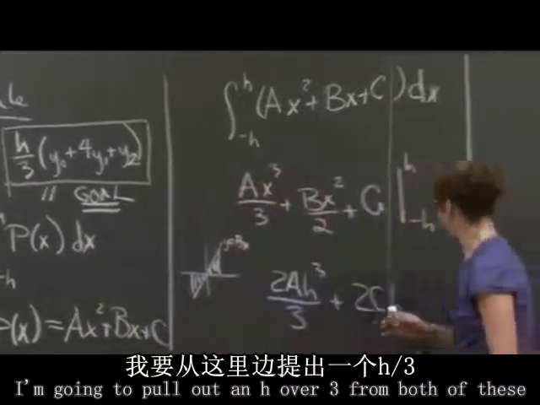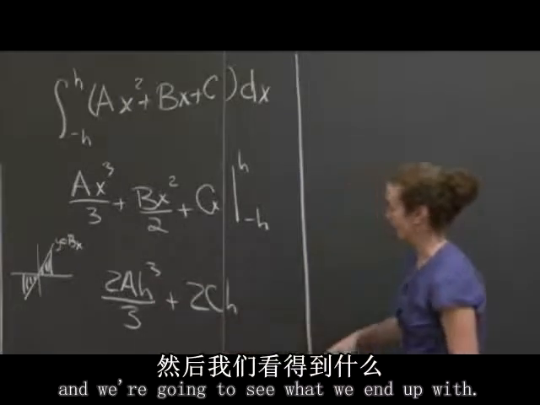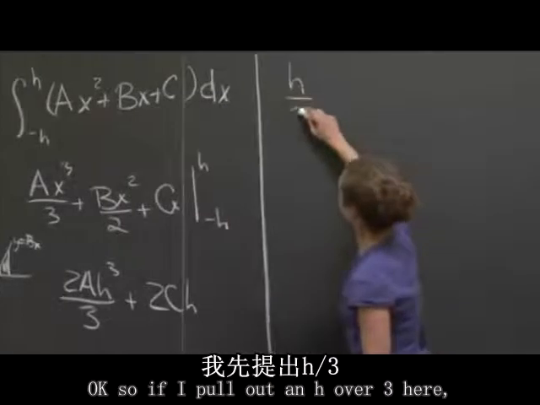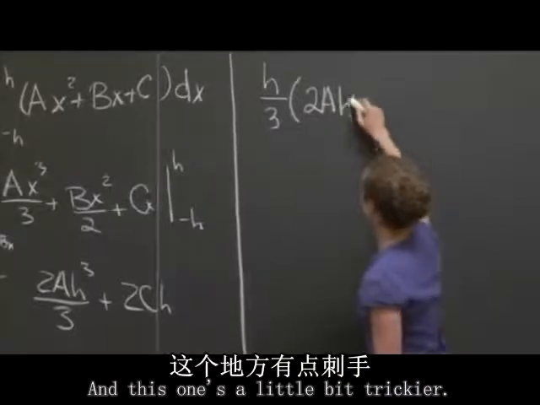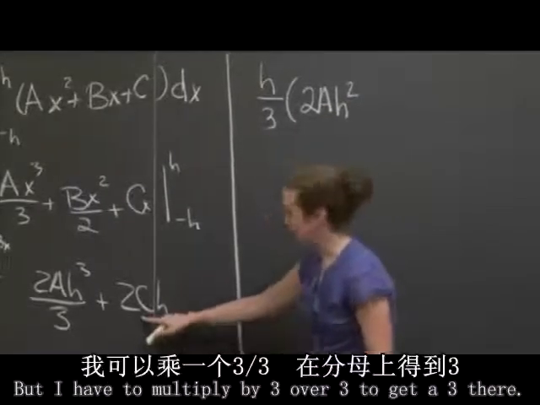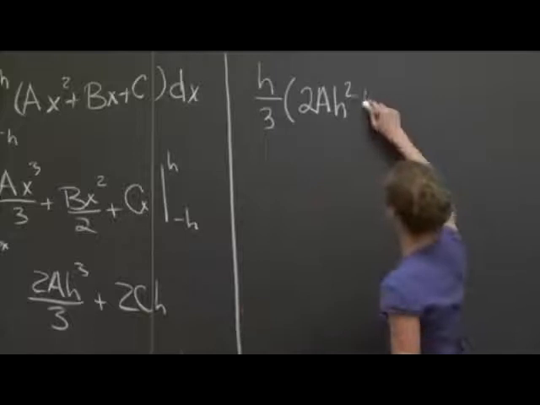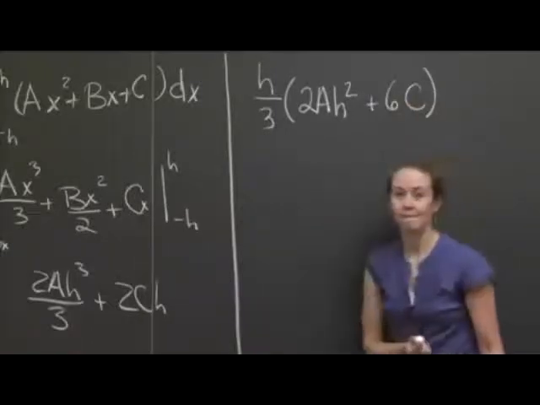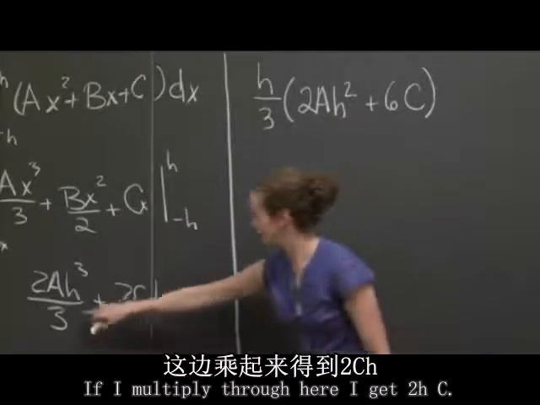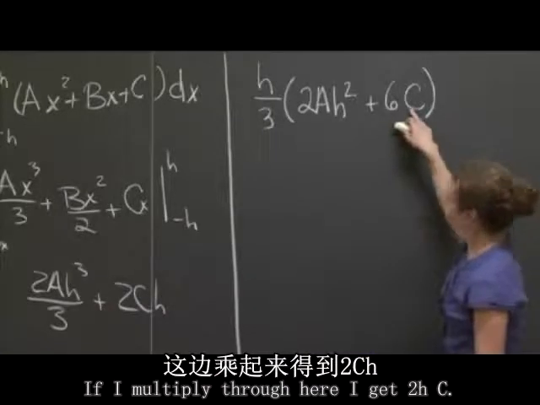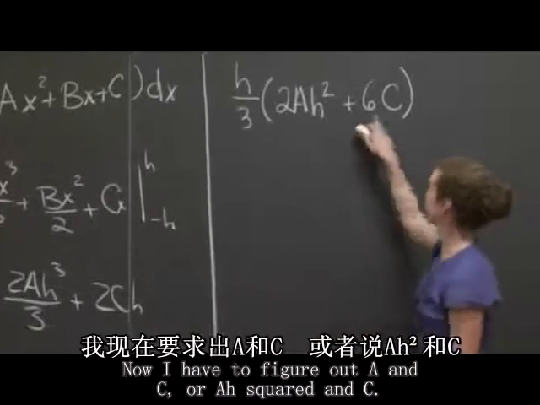So let's come back over here. I'm going to pull out an h over 3 from both of these, and we're going to see what we end up with. Okay, so if I pull out an h over 3 here, what do I end up with? This is easy. That's 2a h squared. And this one's a little bit trickier, but I have to multiply by 3 over 3 to get a 3 there. So I end up with 6c. Okay, let's make sure I didn't make any mistakes. If I multiply through here, I get 2a h cubed over 3. If I multiply through here, I get 2 h c. Looking good so far. Now I have to figure out a and c, or a h squared and c.